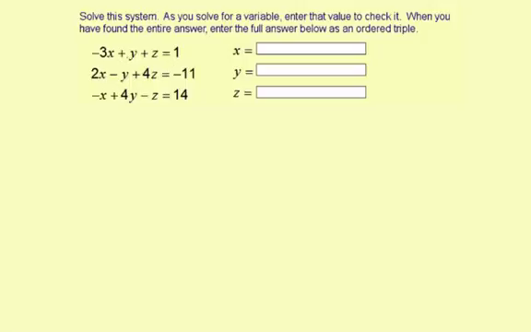As I'm studying the variables, I can see that these y's would be easy to eliminate in the first two equations here. So let's go ahead and do that to create a new equation 1 with two variables. So I'm going to add equations 1 and 2.